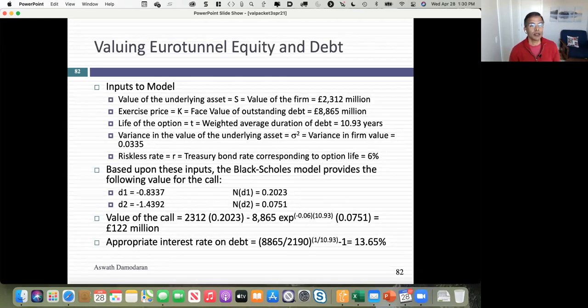Let me put the numbers in. The S in the model is the value of the asset today, 2.3 billion pounds. The K in the model is what I'd have to pay if I decide to liquidate the firm, 8.9 billion pounds. If I stop right there, you can see this is a deep out of the money option. S is way below K. I have 11 years, or 10.93 years, the weighted duration of the debt, to play the game. And during that period, the variance in firm value is 0.0335.